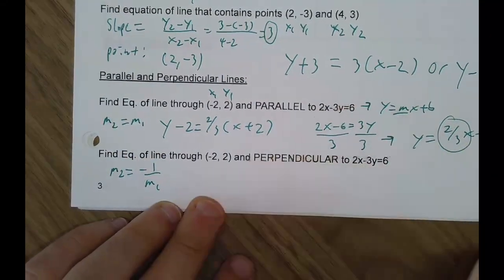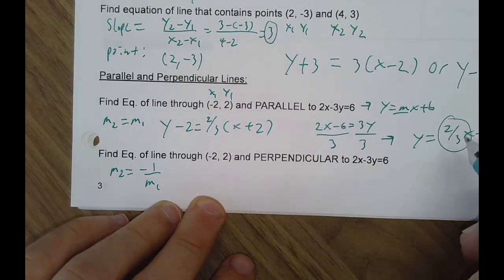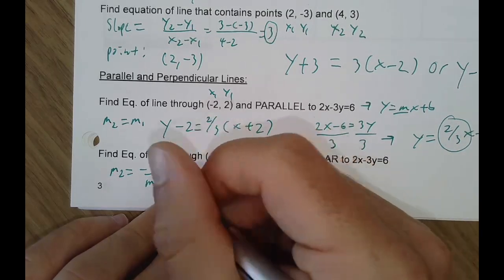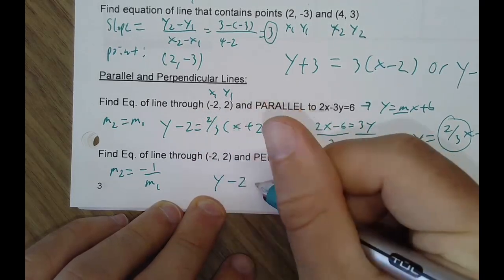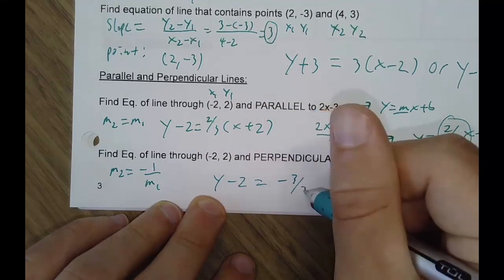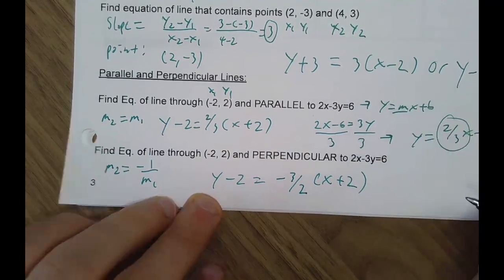Okay. The second one's very similar, except my slope is going to be different. It's the opposite reciprocal. My slope is going to be negative 3/2 because it's the opposite reciprocal, right? So it's going to be y, again, minus 2 equals negative 3/2 times x plus 2. And that's it. That is the equation of a line.